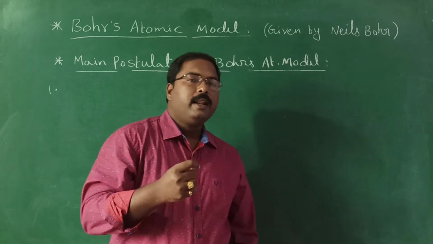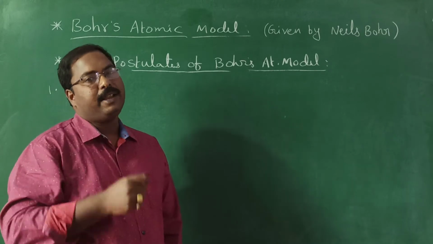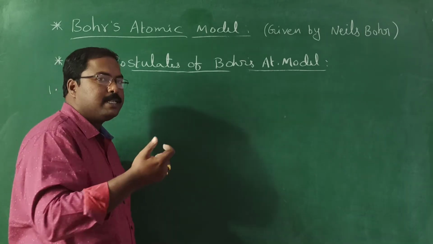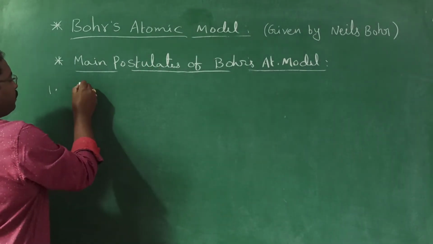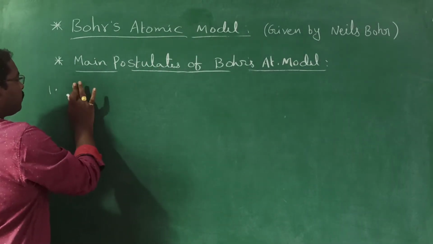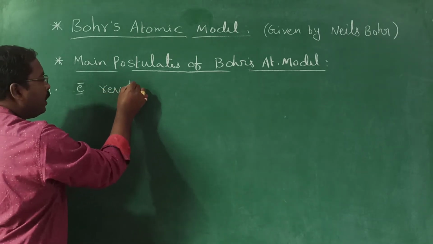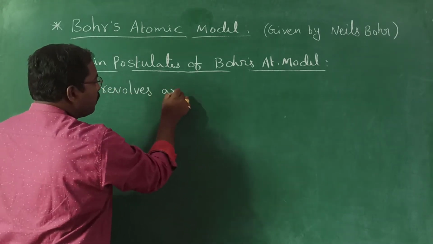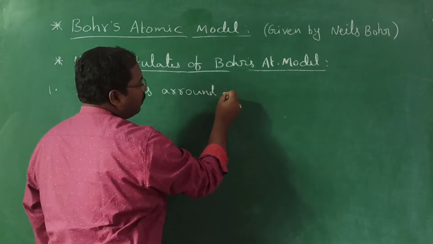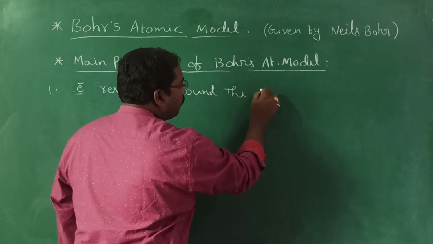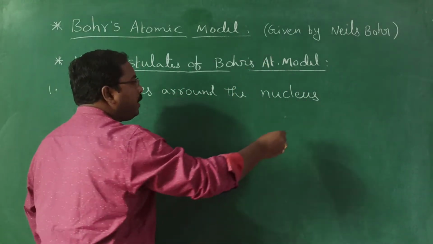Here he introduced the concept of stationary energy levels. What is that? Let us see. According to him, the electron revolves around the nucleus in circular paths.